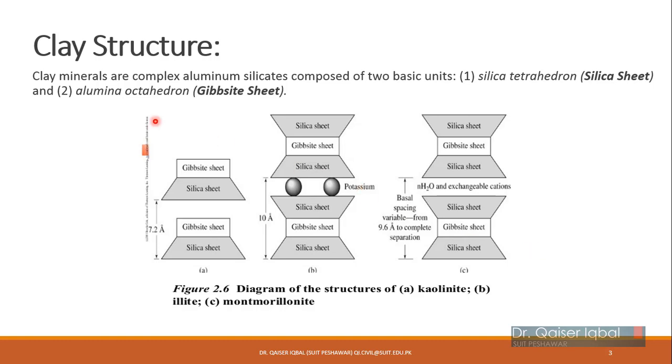Clay minerals are basically complex aluminum silicate structures, usually consisting of two basic building units: the silica tetrahedron or silica sheet, which you can see over here in this color, and the alumina octahedron or gibbsite sheet, which you can see over here. So any clay mineral will have those two sheets, but in different combinations, which you can see over here.